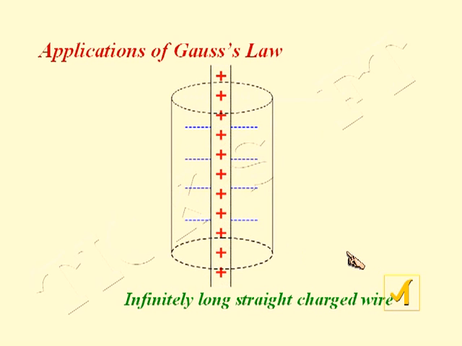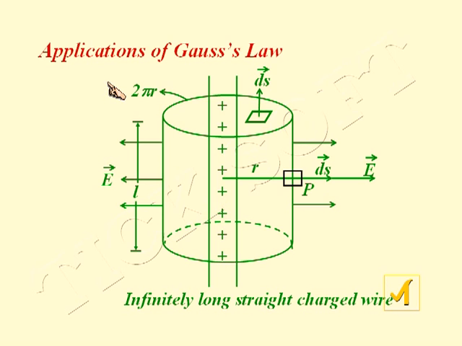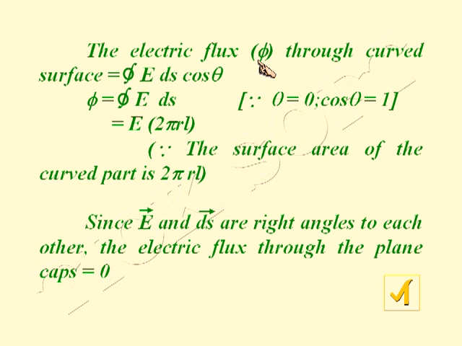We want to find the electric field due to the infinitely long straight conductor at a point at distance r from the wire. Now we imagine a Gaussian cylinder having radius r, and the electric flux through the closed curved surface is equal to the integral of E ds cos theta. So phi is equal to integral E ds because theta is equal to 0 for the curved surface, so cos theta equals 1.